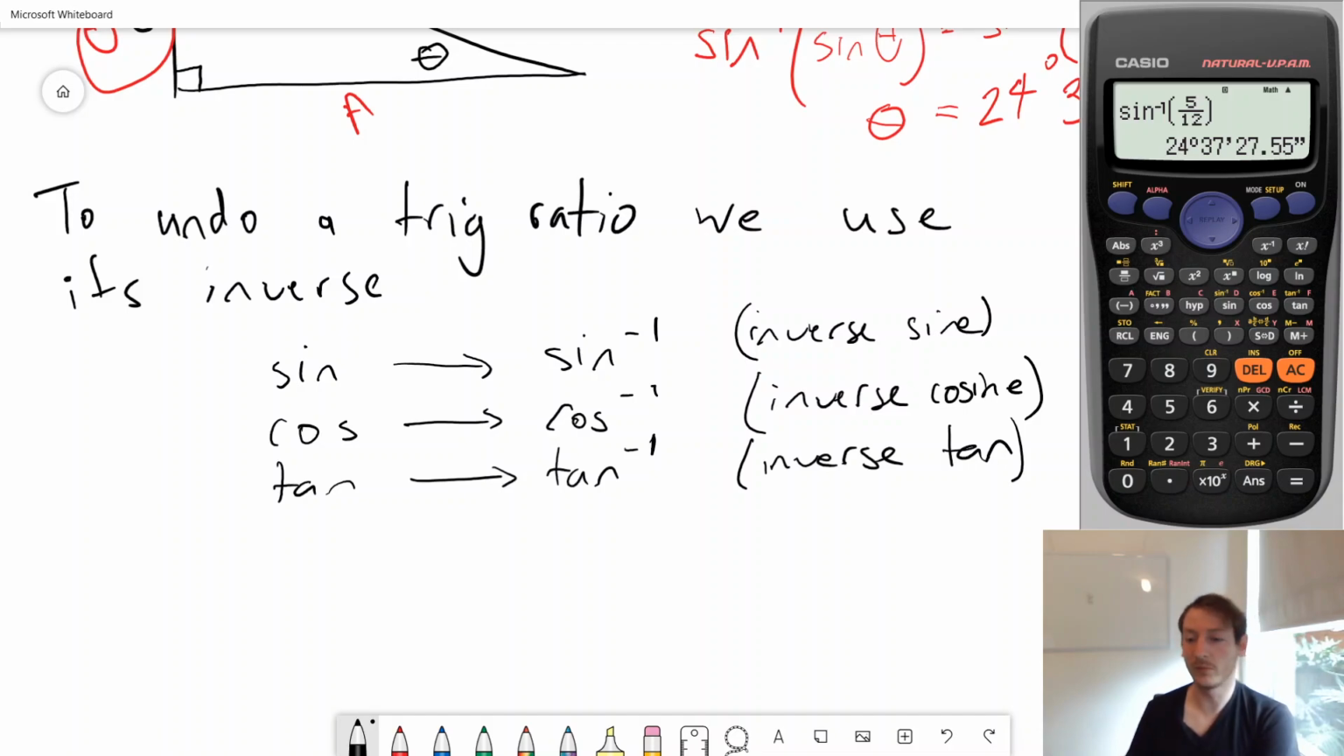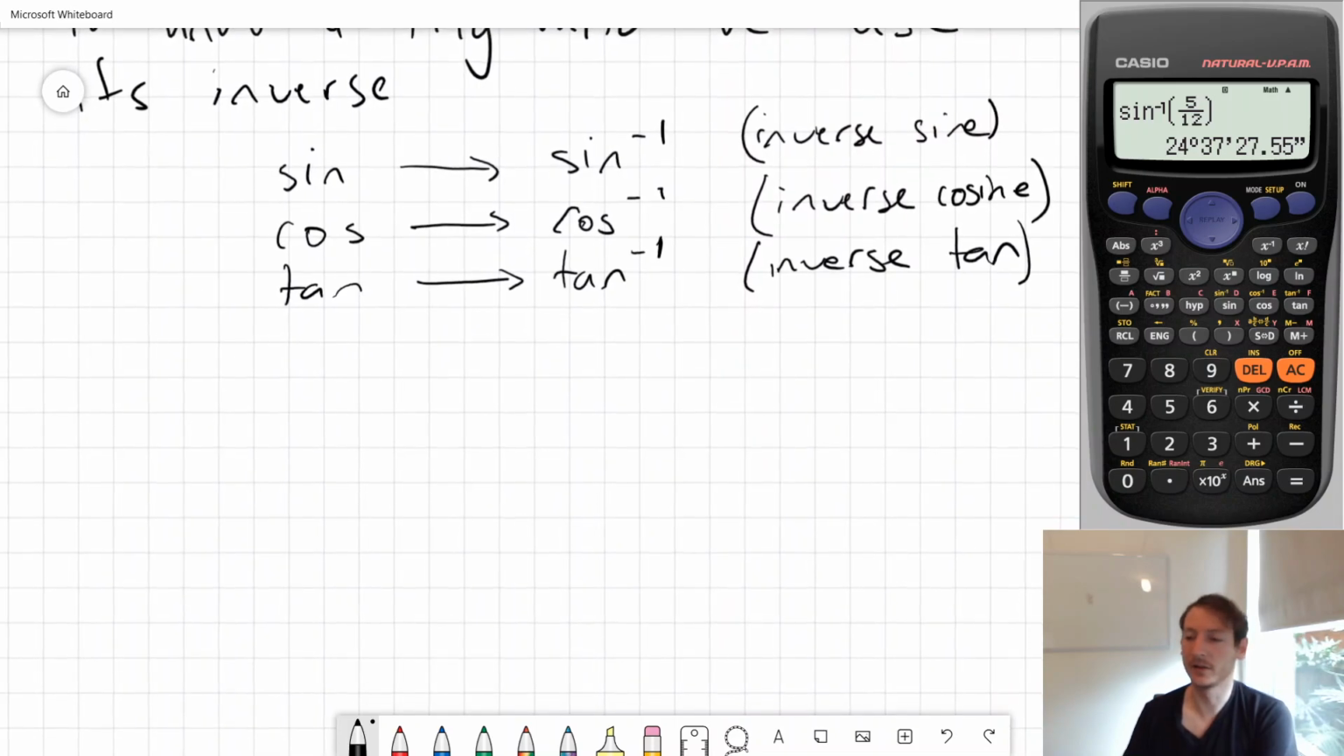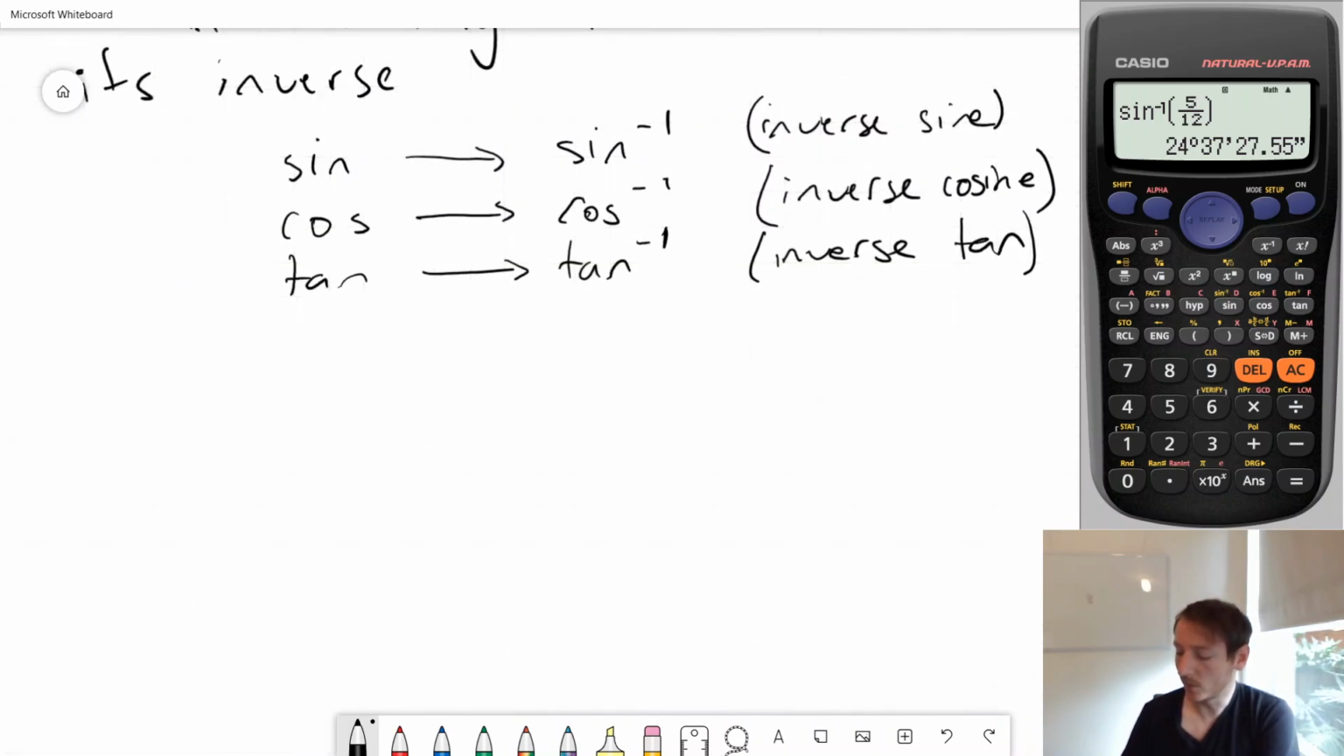Just like we don't memorize the sine values, we let the calculator do it for us. Same with inverse sine, inverse cos, inverse tan. Just let the calculator memorize the values for us. We just need to tell it what the ratio was to begin with, and it'll undo it and give us the angle.